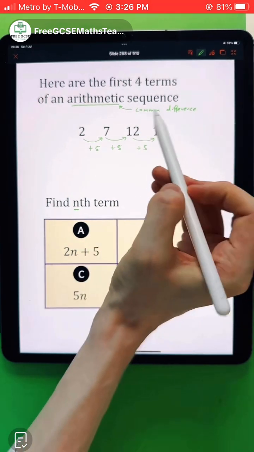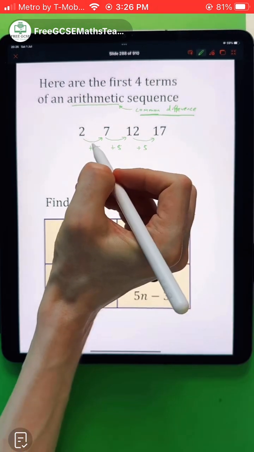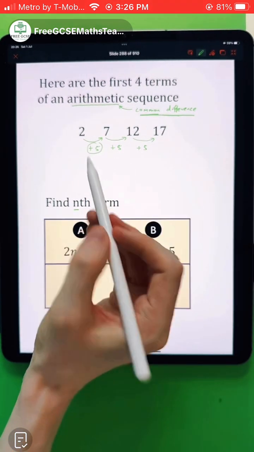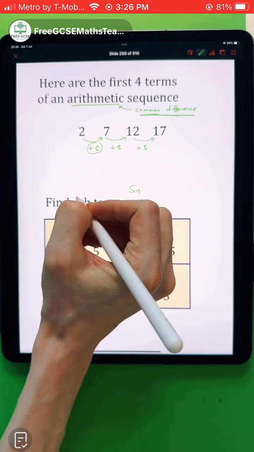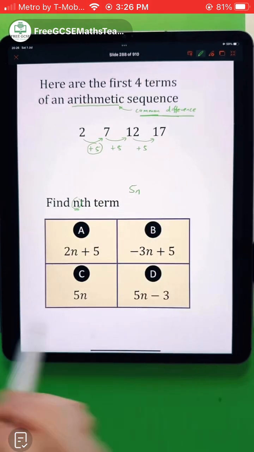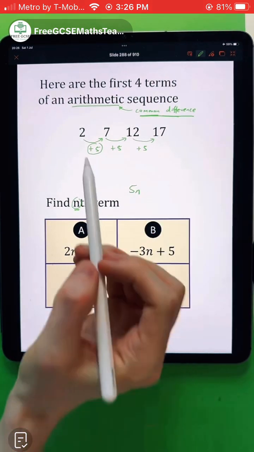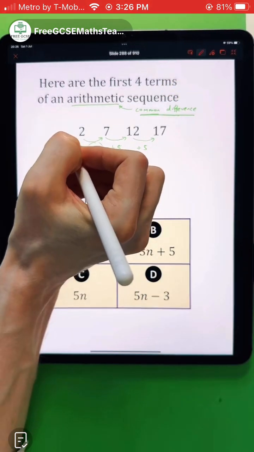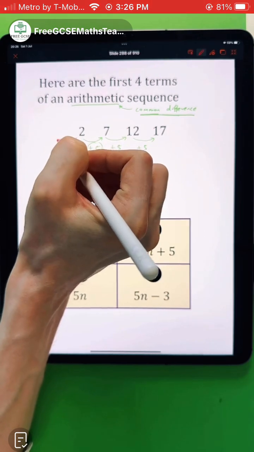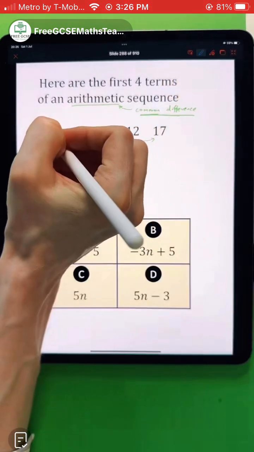I know these must be the same because it's an arithmetic sequence, therefore it must have a common difference. So to find the nth term, it's always the common difference, in this case positive 5. So I'm just going to copy 5. It's always in front of the letter n. As it's positive 5, it'd simply be 5n. If it was negative 5, it'd be negative 5n. And now I'll work backwards to find what we call the zero term. The opposite of add 5 is to subtract. 2 subtract 5 will give us negative 3.